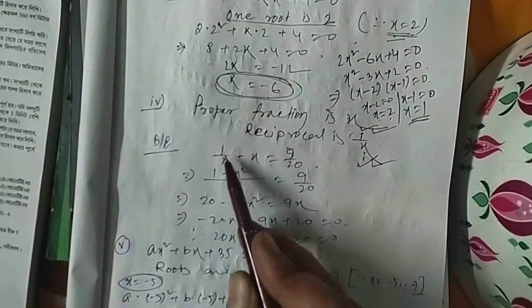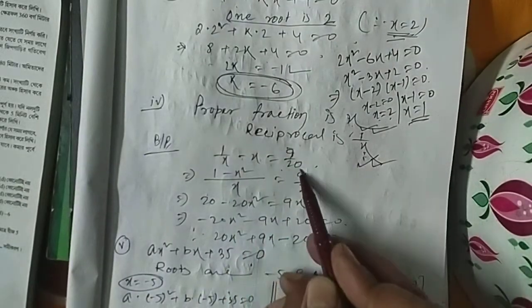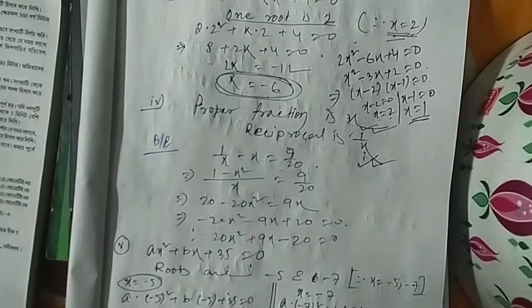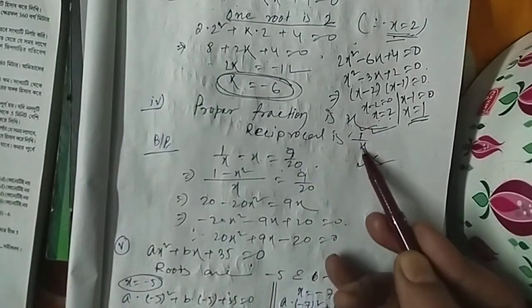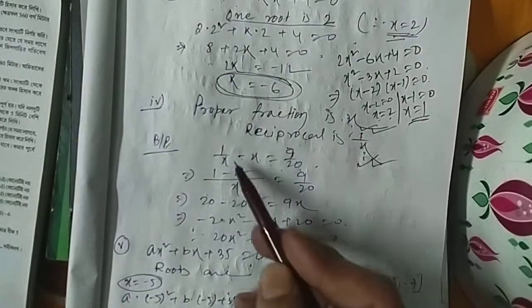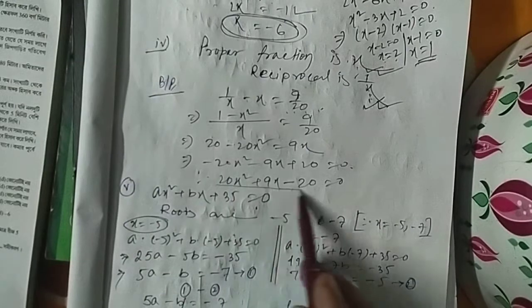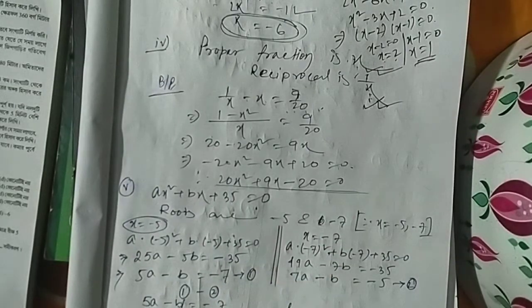So equation by the problem 1 by x minus x equal to 9 by 20, because difference between these two is 9 by 20 is given. Difference means greater number minus less number. So that is 1 by x minus x equal to 9 by 20. Then calculate it. So equation will be 20x square plus 9x minus 20. Okay. Last question, that is question number 5.